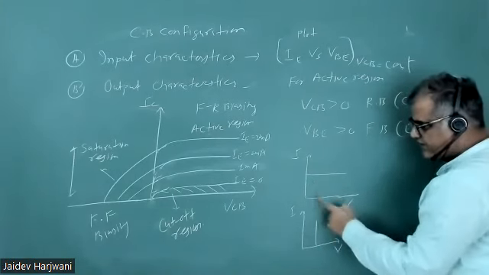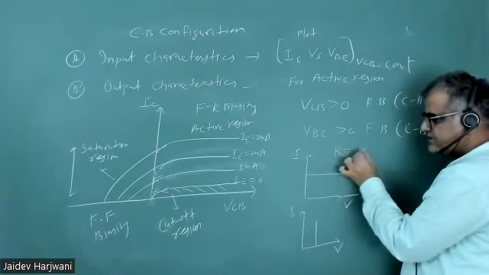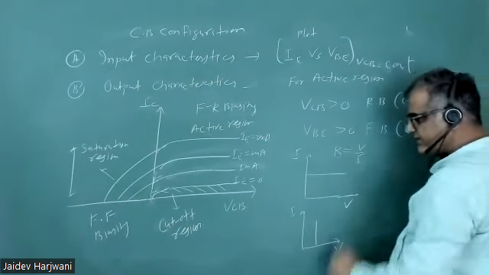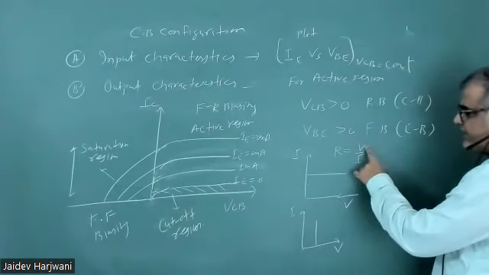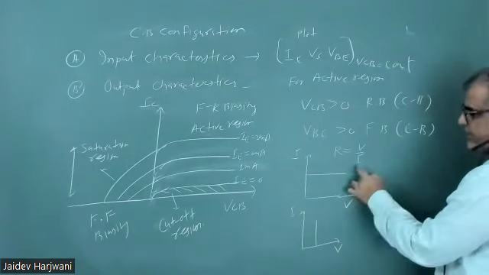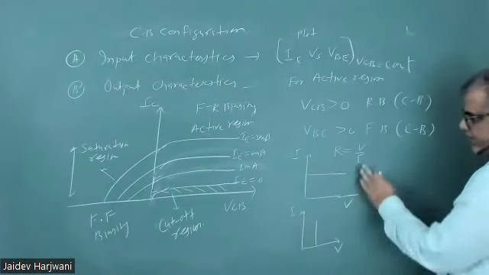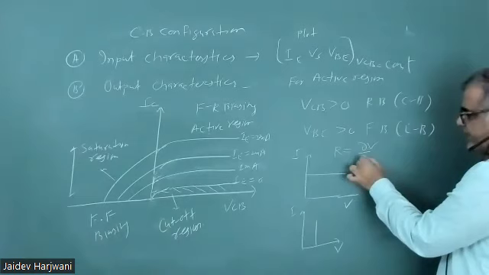If I want to calculate resistance, it is V by I. Yes or no? And if you're increasing V, I is constant. Or you say this is del V upon del I.